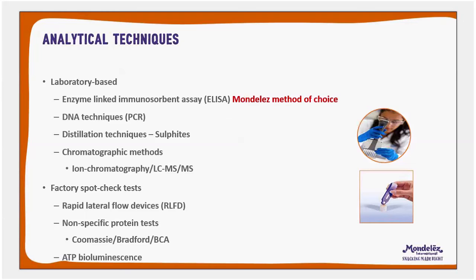If, however, you're going to use some factory spot check tests, there are several to choose from. One of them is a rapid lateral flow device, which for allergens will be allergen-specific. There are also some total protein tests, so not specific to either allergen or any other proteins, but they detect total protein. And then there's also the technique of ATP, which is based on bioluminescence, looking for hygiene effectiveness on biomass.